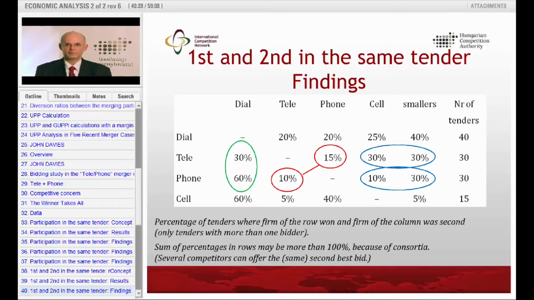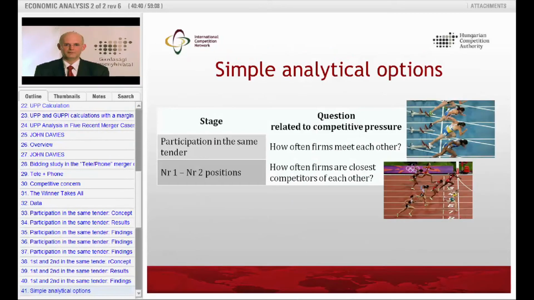These findings are stronger than the previous ones. First, here some of the numbers are more extreme. Secondly, here we are closer to the core concept of competitive pressure. In this simple analysis, the numbers of tenders can be weighted by contract values or shipment volumes as appropriate when data are available.